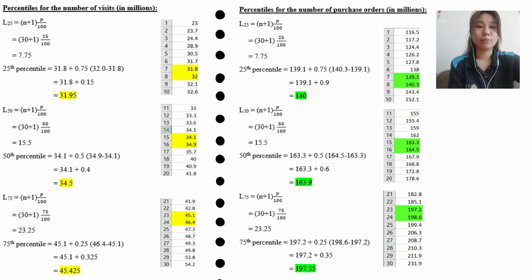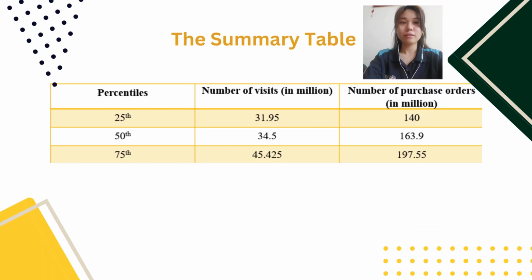Next, I use the same formula and method to calculate the rest of the percentiles for both metrics. You may pause this video to have a further look at the calculation because I am not going to explain the detail for every percentile. Here is a summary for both metrics. From the summary table, we can know that the 25th percentile for the number of visits is 31.95 million, which means that 25% of observed number of visits is below 31.95 million.